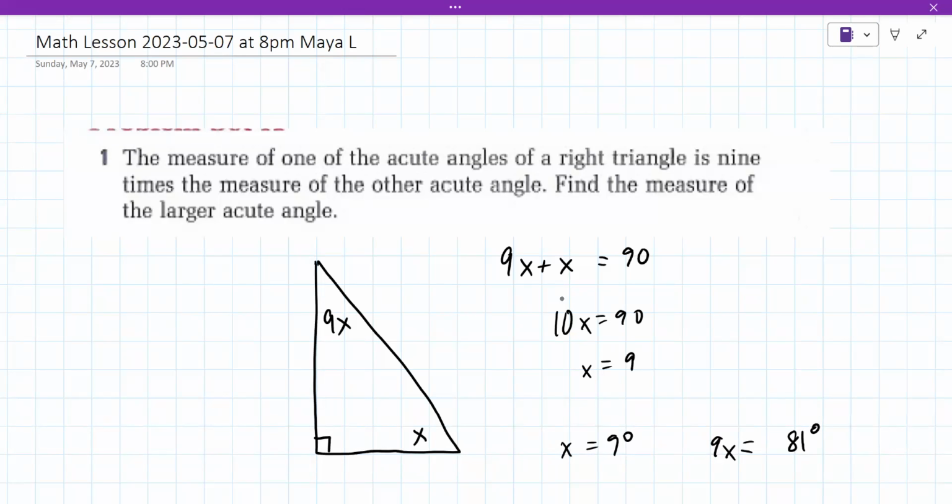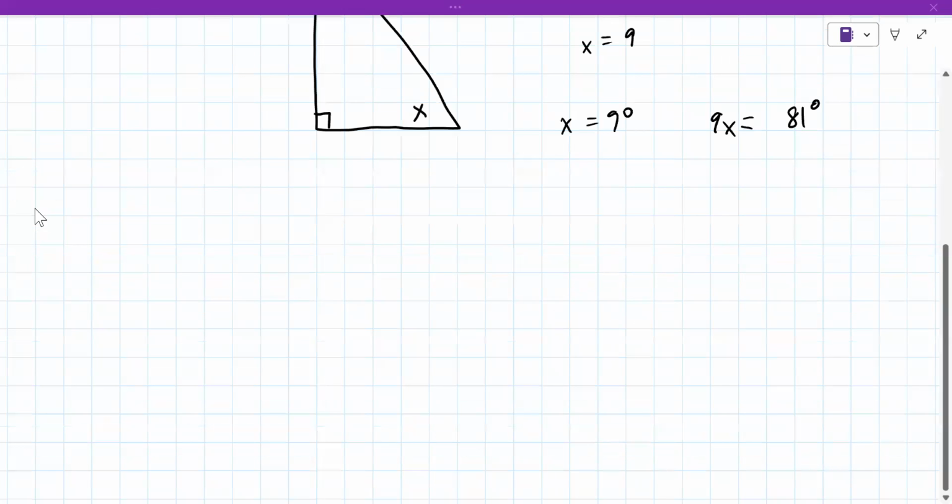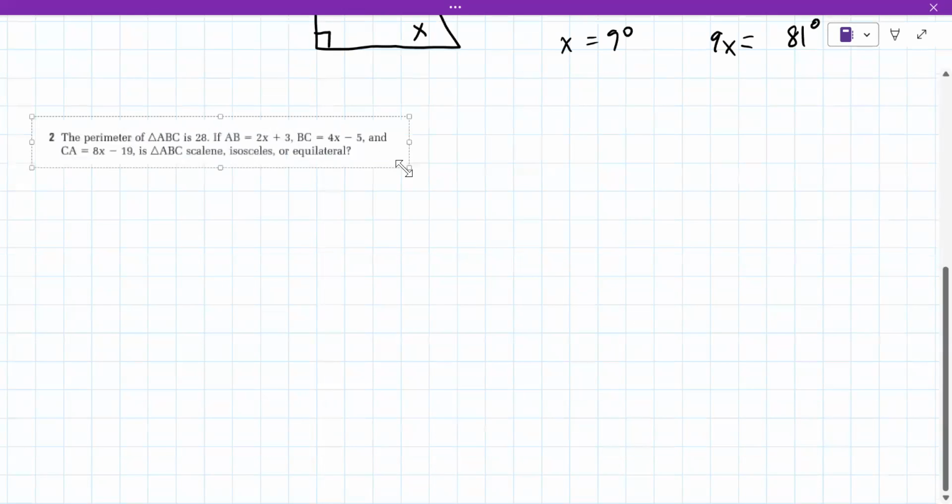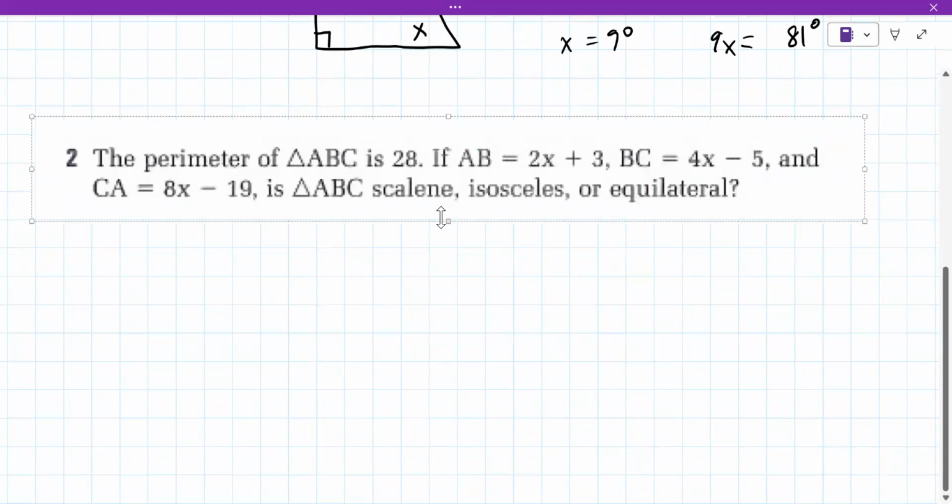Great. All right. Any questions on that or thoughts? No, that sounds good. So we'll just keep going here. I think the harder problems are these ones where you have to draw the triangle or draw something. It says the perimeter of triangle ABC is 28. If AB is 2x plus 3 and BC equals 4x minus 5 and CA equals 8x minus 19, is the triangle scalene, isosceles, or equilateral?